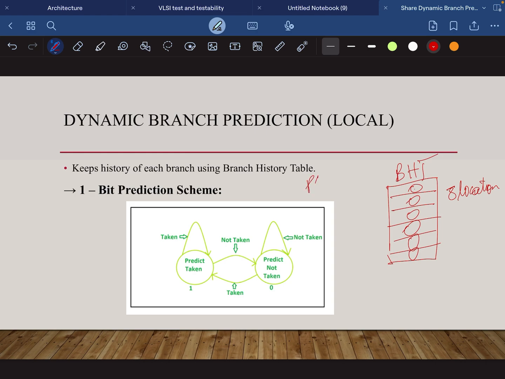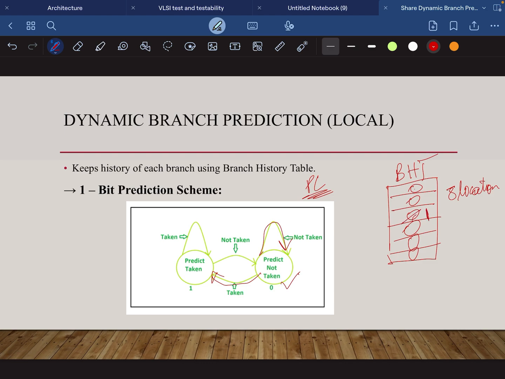Whenever the PC sends out the address, the last 3 bits are used to index the branch history table. If it is 0, the predicted outcome is not taken. If it is 1, the predicted outcome is taken. Here you can see a simple FSM. If a particular entry in the branch history table is 0, it means not taken. Mind you, the actual outcome comes in the execute stage. If the actual outcome is also not taken, exactly the same as the predicted outcome, it remains in the same state. If the outcome is taken, which is against the predicted outcome, it shifts to predict taken. The 0 is replaced with 1.